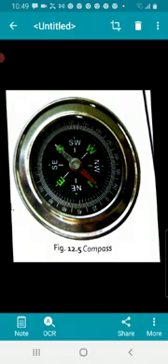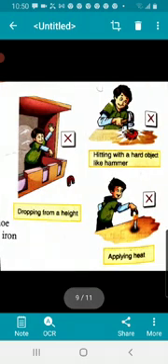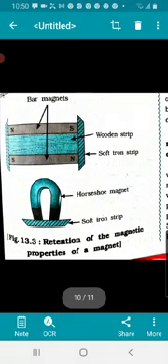Now, how to take care of these magnets? If we do some activities, they lose their properties. Magnets lose their properties if they are heated strongly, dropped from a height, hit with a hammer, or not stored properly. So, they must be stored with their unlike poles on the same side with a wooden piece between them.